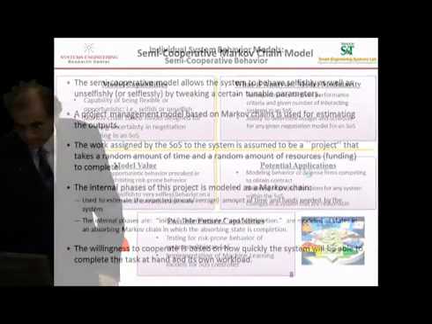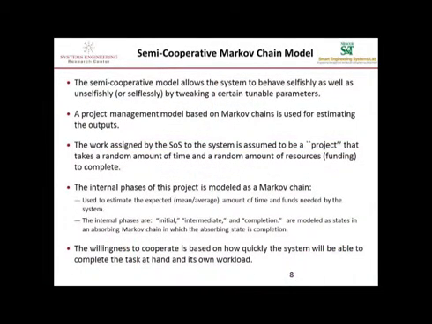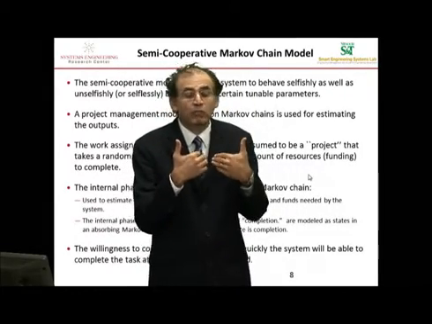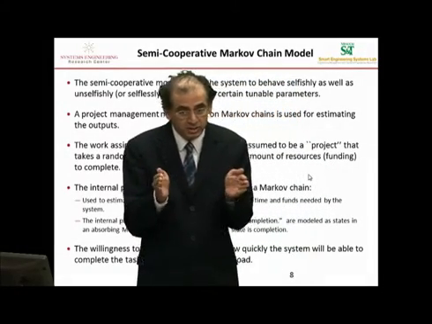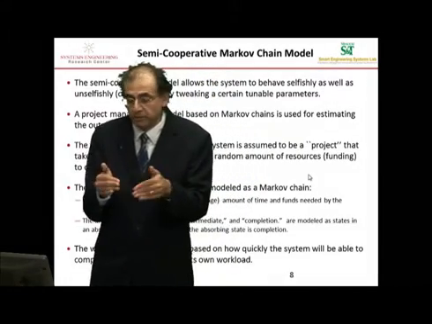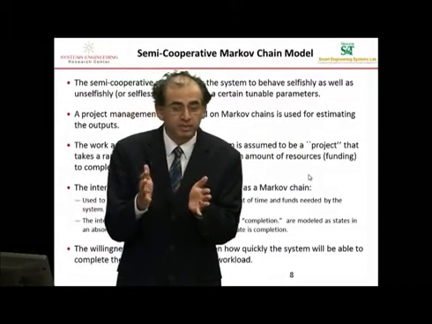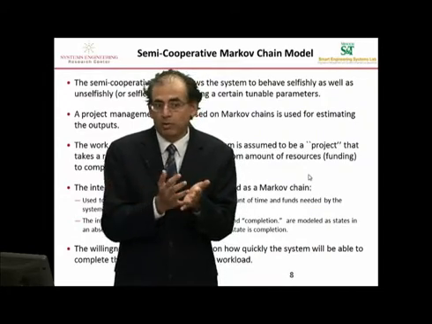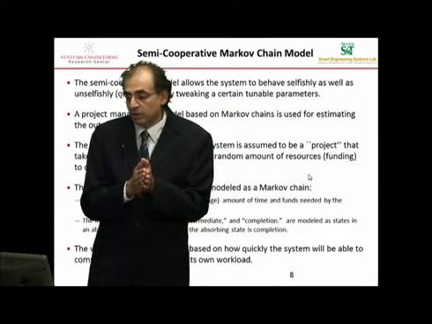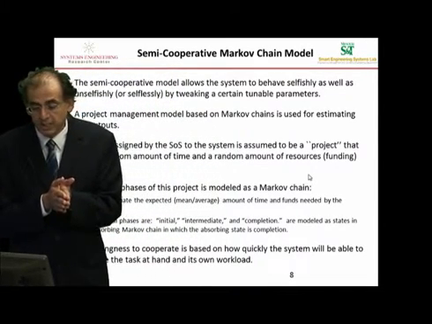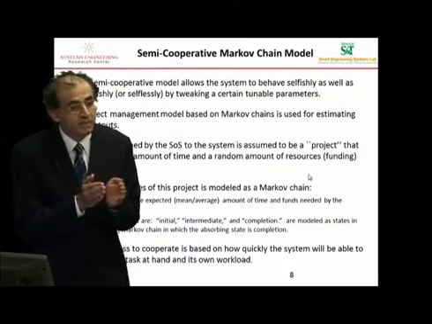The semi-cooperative Markov chain model that we proposed is essentially using the notion of project management, which means that when work is assigned to a given system by the system of systems, we view that as a project that goes through phases. Typically any project starts, then goes through a phase in the middle, and then terminates. So almost any project can be viewed in that framework. And the work that will be assigned to the system is going to be one that takes a random amount of time.